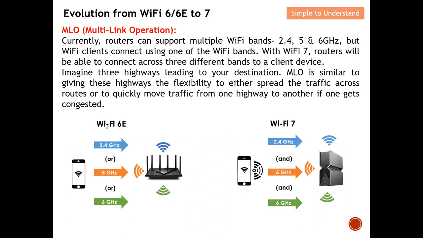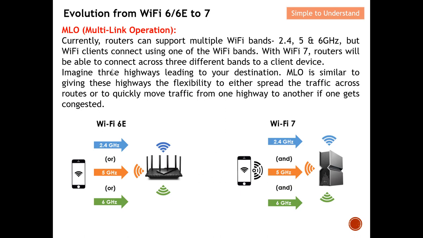But for Wi-Fi 6, I can choose either 2.4 gigahertz, 5 gigahertz, or 6 gigahertz, either one of them. But for Wi-Fi 7, they can simultaneously transmit on these three frequencies. And from here, you can imagine how the throughput actually increased.